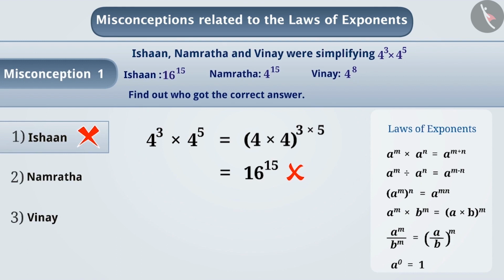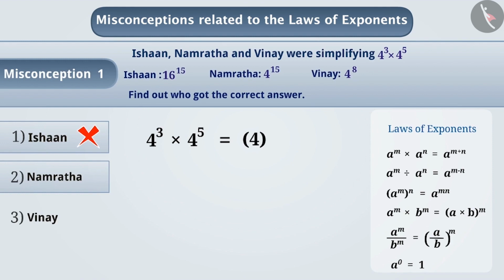In the same way, Namrata has kept the base the same, but to get the power of the answer, she has multiplied the exponents of the numbers. Therefore, she got 4^15, which is also the wrong answer.